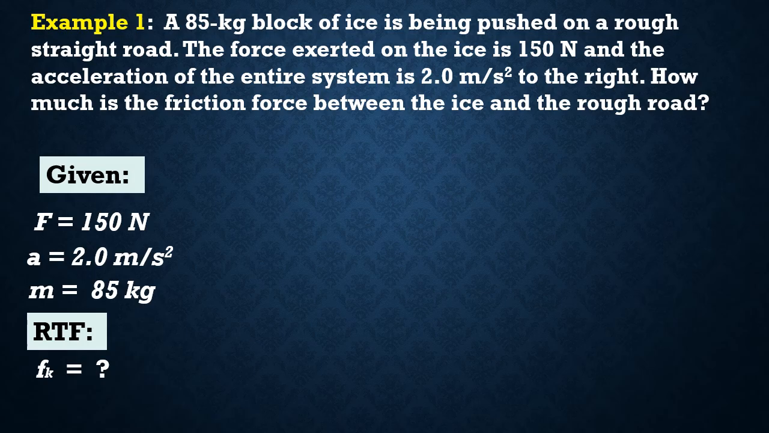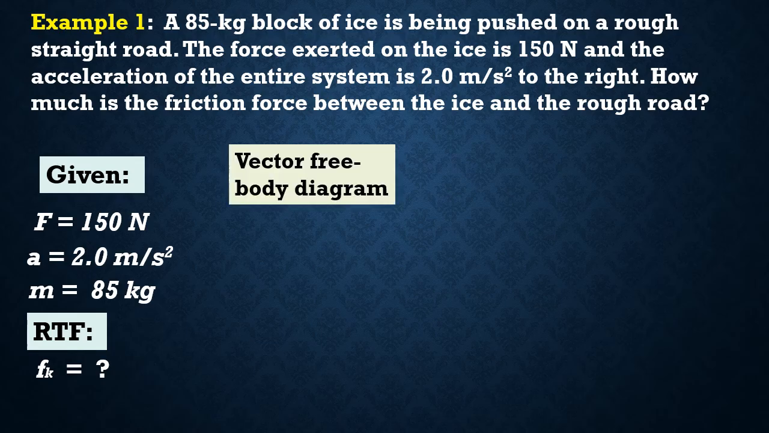As usual, we have our vector free body diagram. We assume and represent the block of ice as a rigid particle. Then we ask ourselves, what external forces must be acting on the particle? Along the horizontal axis, there's the pulling force capital F, and we can infer that it's directed to the right. An opposing force of kinetic friction is directed to the left.